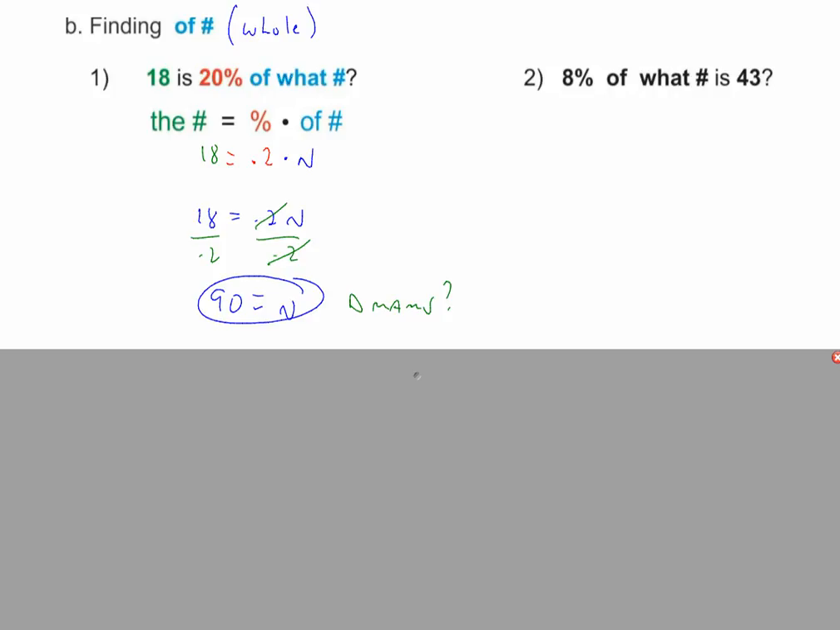Now you got to put it together. 20% of 90, is that 18? Is 18 20% of 90? What's 50% of 90? 45. What's 25% then of 90? What's half of the 45?